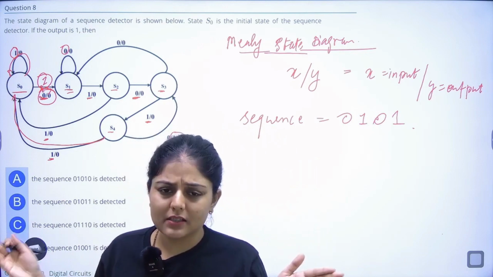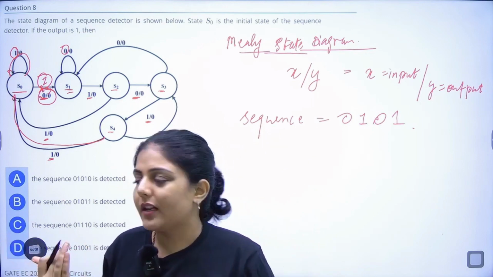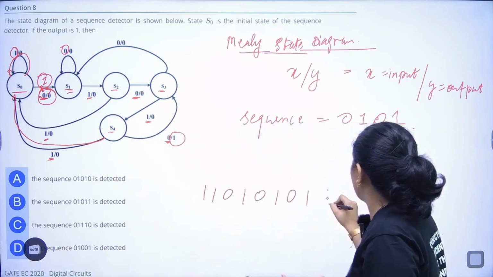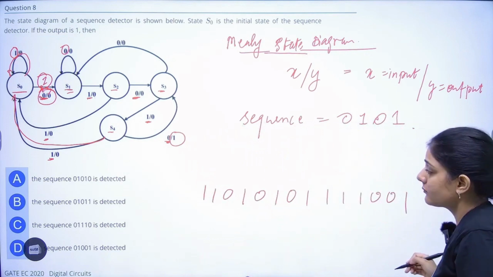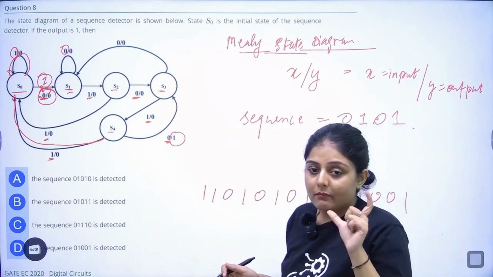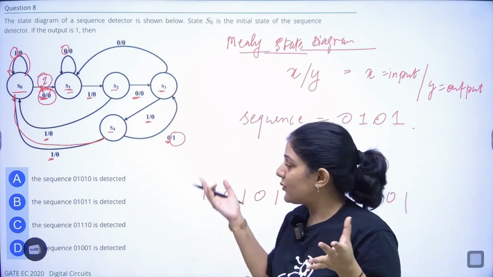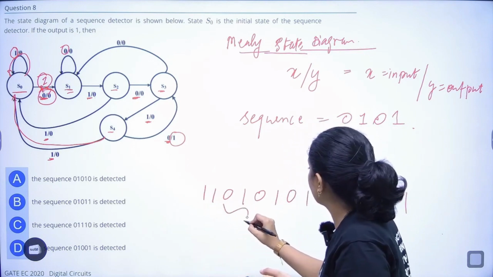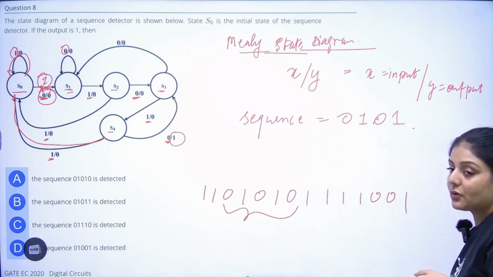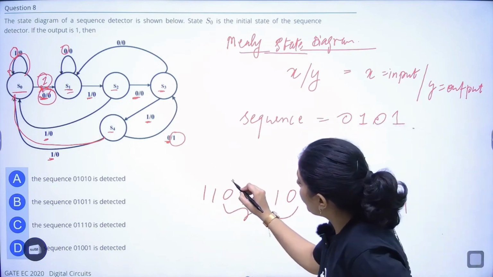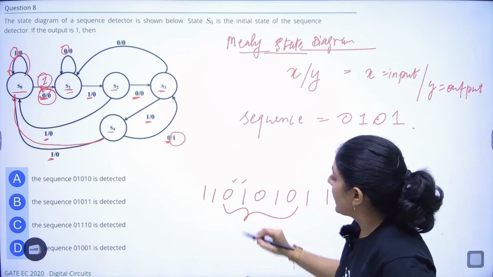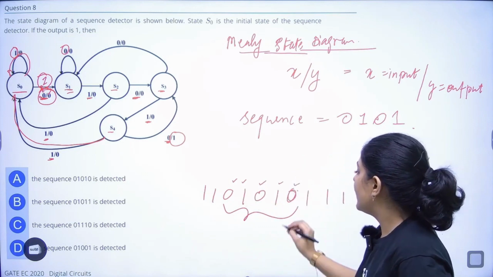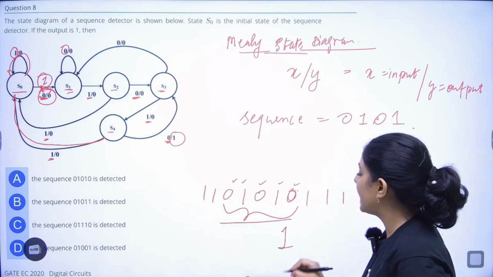Sequence detector basically means there is a random sequence of inputs coming, suppose 1 1 0 1 0 1 0 1 1 1 1 0 0 1. This type of sequence is coming. Now our sequence detector is a type of circuitry which acts on a particular type of sequence. Suppose this is the sequence I want. It will start checking from this. Yes, it received. It will check this. Yes, it received. Yes, it received. Whenever it receives the complete pack of the sequence, it will give output as 1.